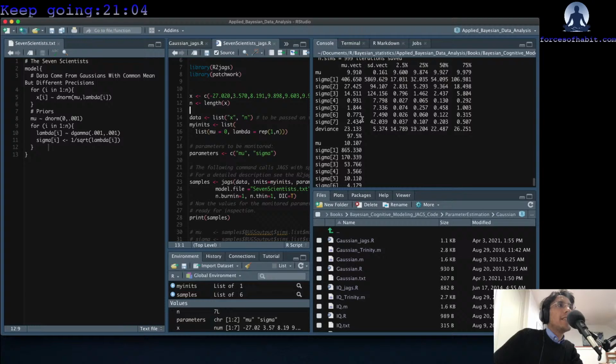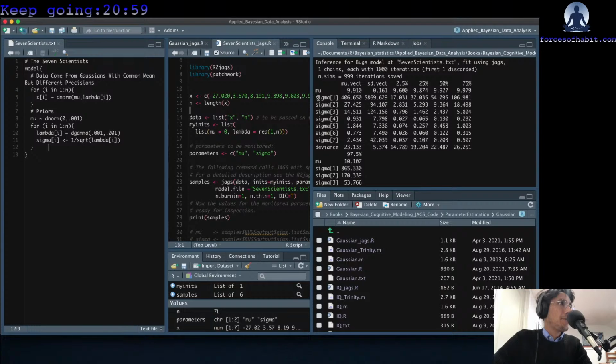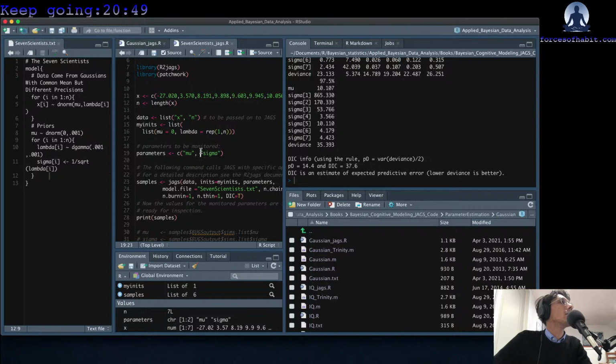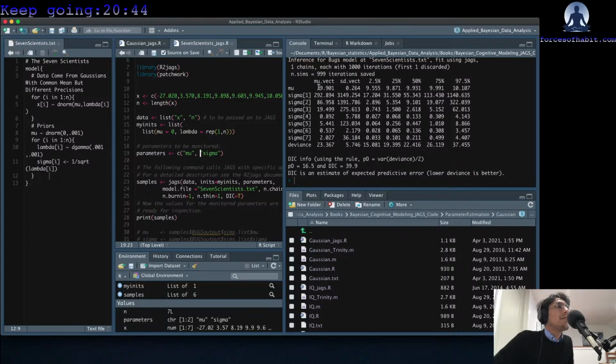Oh, so in this case, we're going to get a posterior distribution for each of the seven scientists. We get an average of 9, so like the data said, the average measurement was around 10, but we have different scales of precision. So sigma for this first scientist who scored a negative is very spread.